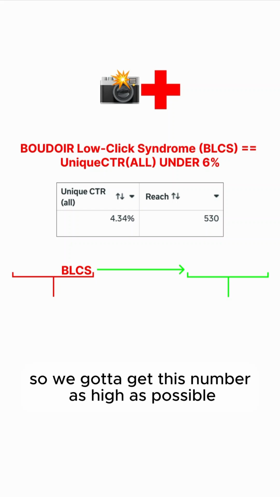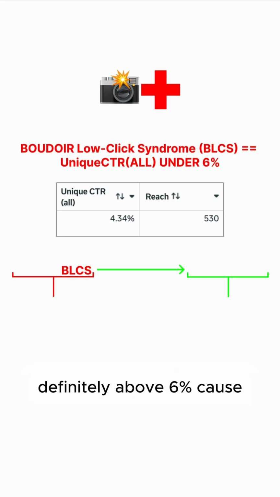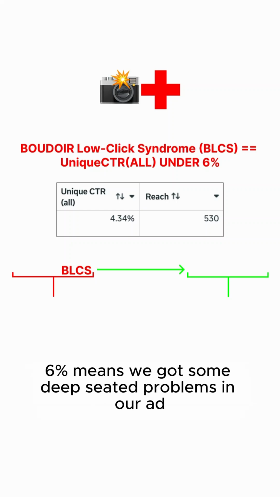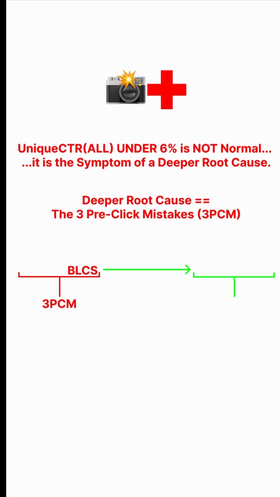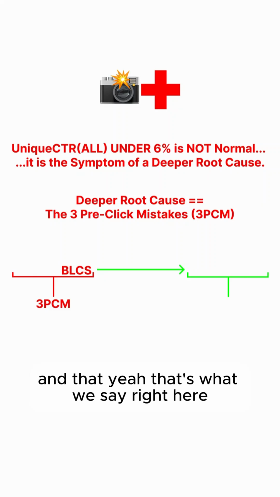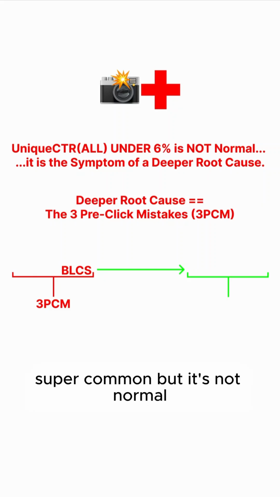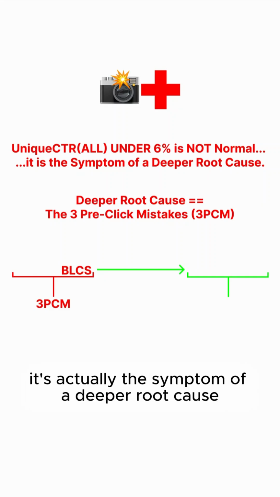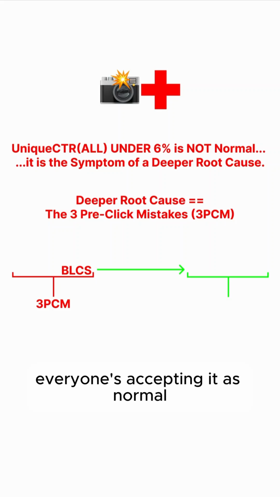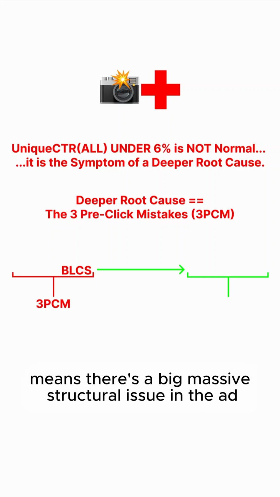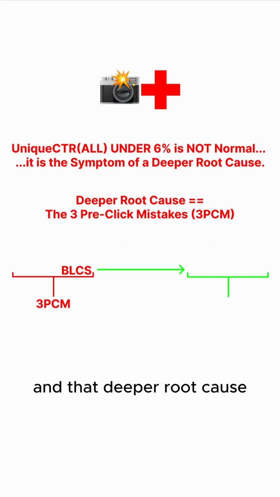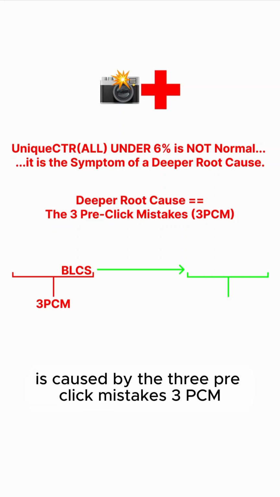So we got to get this number as high as possible, definitely above 6%, because 6% means we got some deep seated problems in our ad. And yeah, that's what we say right here. So unique CTR under 6% is not normal. Super common, but it's not normal. It's actually the symptom of a deeper root cause. Everyone's accepting it as normal. It's not normal. It means there's a big, massive structural issue in the ad. And that deeper root cause is caused by the 3 pre-click mistakes, 3 PCM.